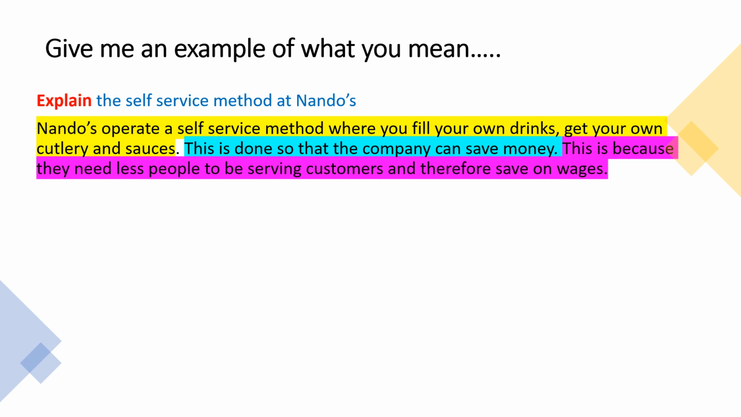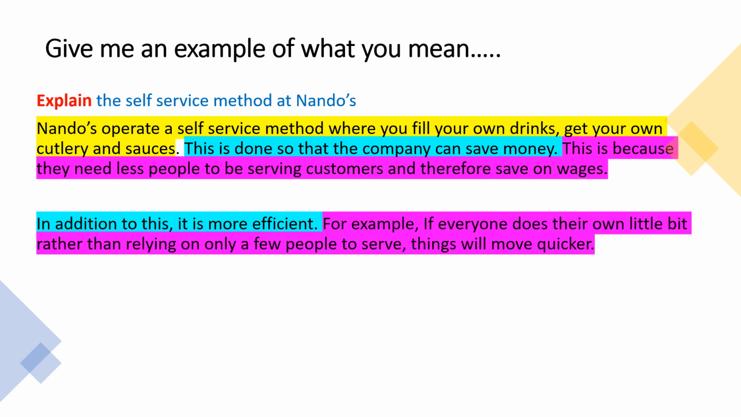So this is done when I'm looking at the impact. This is done so that the company can save money. And to finally back that up, this is because they need less people to be serving customers and therefore they can save on wages. I now go on to my next point, leaving a gap in between.